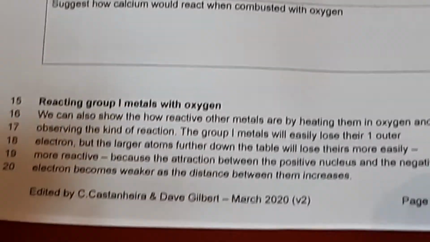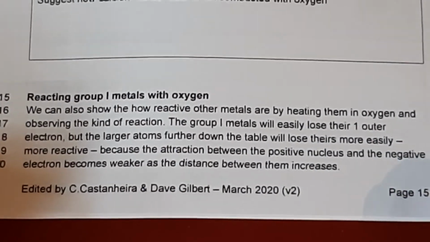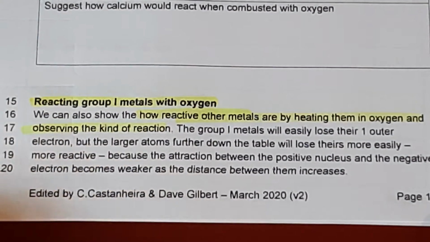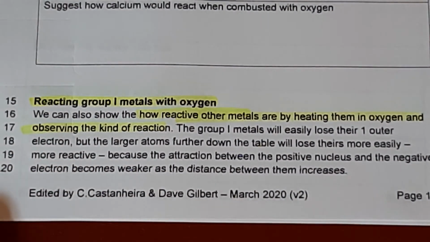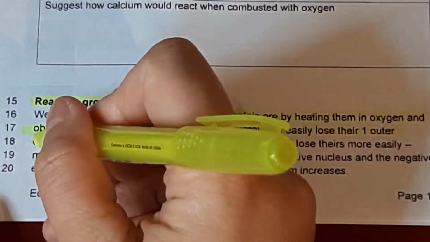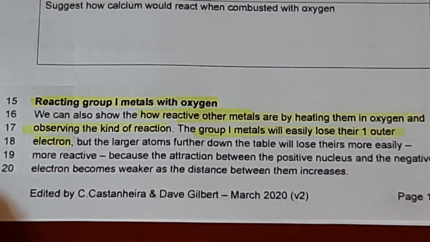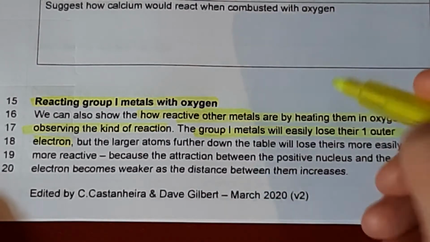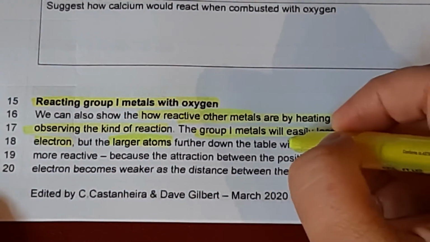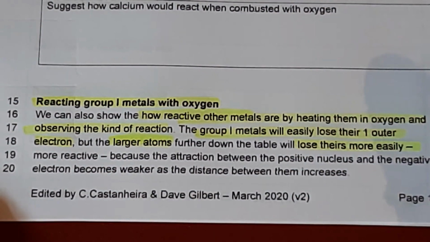Okay, so we're going to move on to reacting group 1 metals with oxygen. You can also show how reactive other metals are by heating them in oxygen and observing the kind of reaction. So group 1 metals will easily lose their 1 outer electron. But the larger atoms further down the table will lose theirs more easily. We already discussed this. Larger atoms lose their electrons more easily, and so they're more reactive.